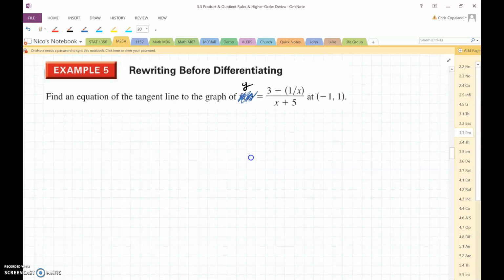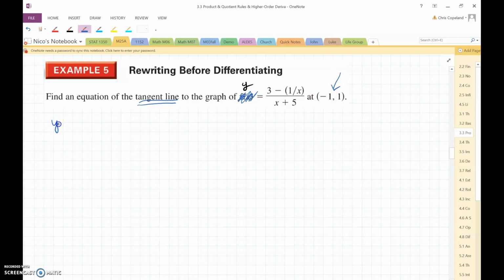Let's look at number 5. Write the equation of the tangent line of the graph y equals (3 minus 1 over x) divided by (x plus 5) at (-1, 1). Okay, so first of all, for the equation of the tangent line, we know we have to find the slope of the tangent line at this point here.